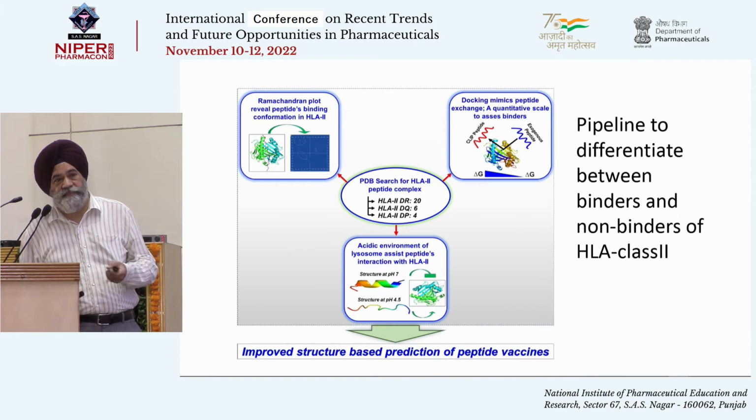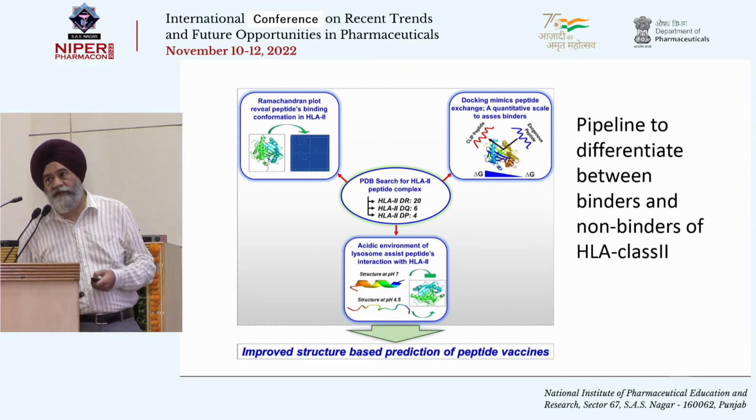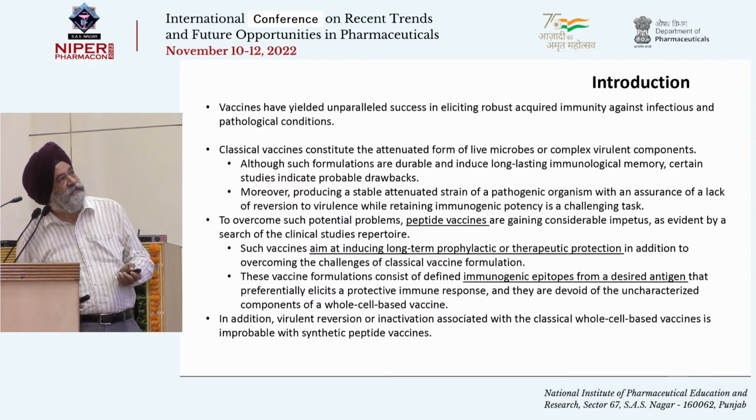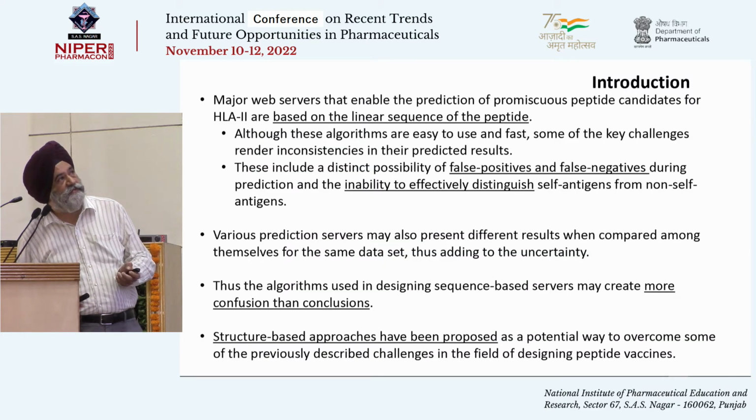The classical vaccines have some inherent problems. So everybody is trying to look for peptide-based vaccines. Thereby, we have to find out the regions on the protein which can bind and which cannot bind. So by using any computational, in silico technique, can we predict these binders and non-binders? Particularly, we made the effort this time for HLA class 2. This is what I have already talked about, the importance of this.